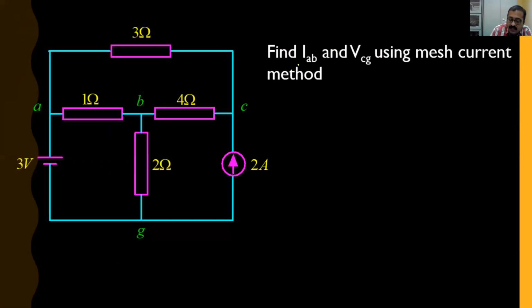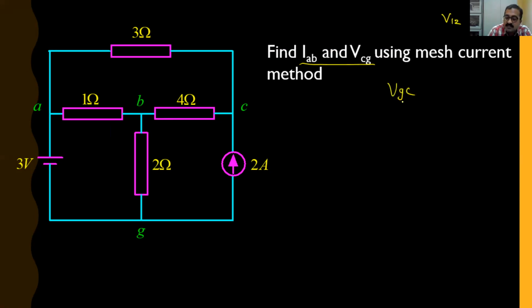Find IAB and VCG. So this is a given network. IAB means current flowing through the 1 ohm resistance, and VCG means the voltage between points G and C. Keep in mind when we say V12, which is the lower potential and which is the terminal at higher potential? 2 is at lower potential and 1 is at higher potential. That's the meaning. So VCG means you have to move from G to C, because G is at a lower potential and C is at a higher potential.